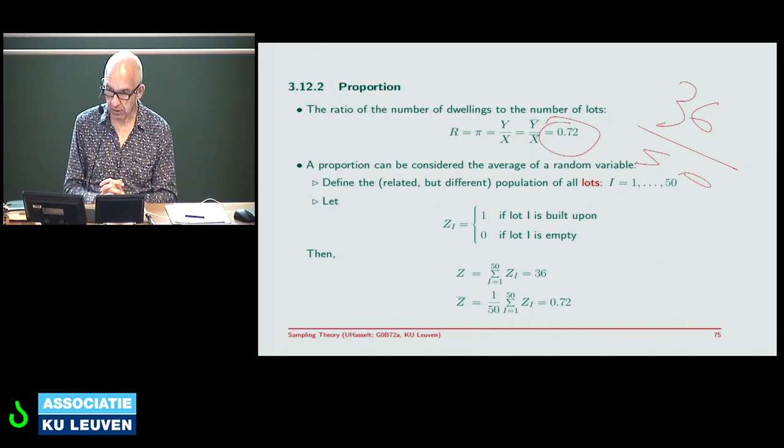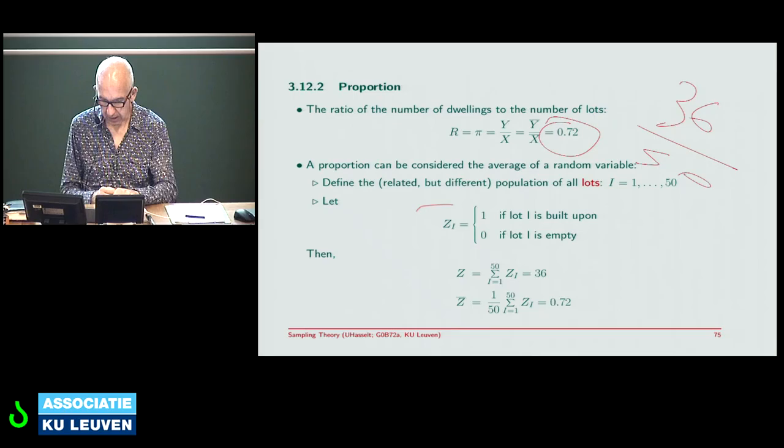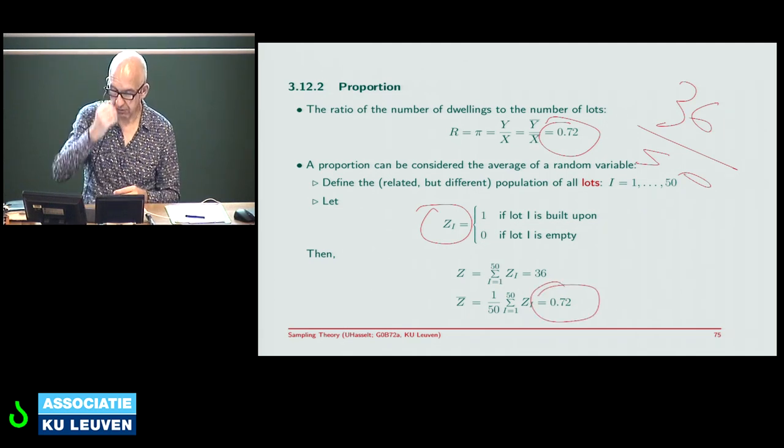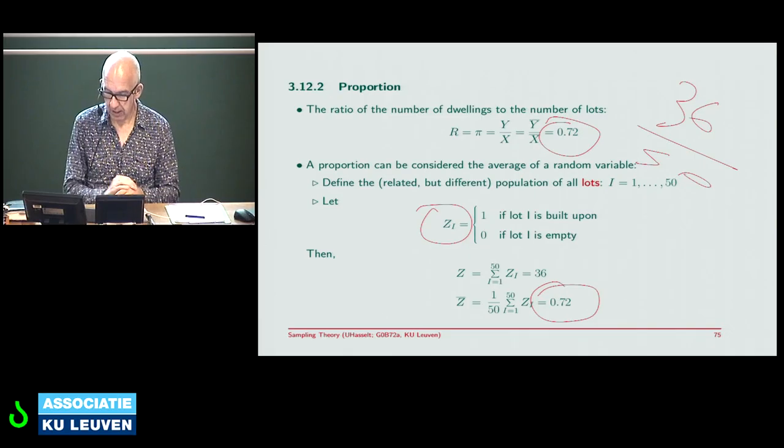Now you can also get to that in a different way. You can define Zi to be 1 if a lot is built upon and 0 if the lot is empty. So for all of the 50 lots, Z is 0 or 1, which means that the average of Z is the average of numbers between 0 and 1, which must lie between 0 and 1, and guess what? That's 0.72.